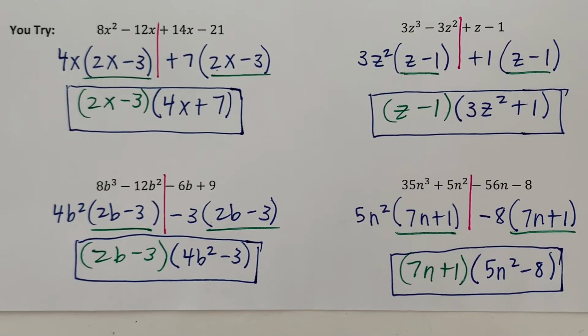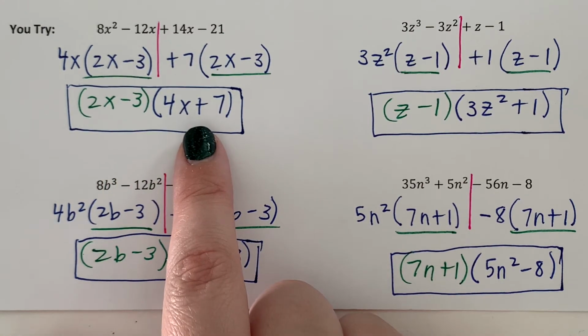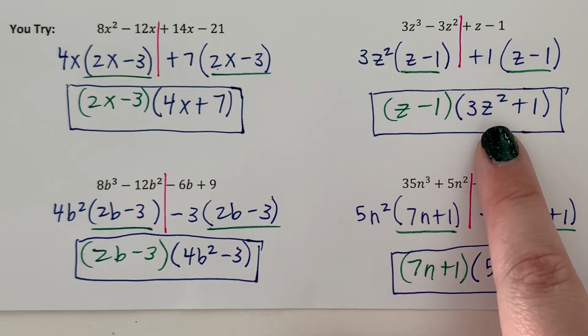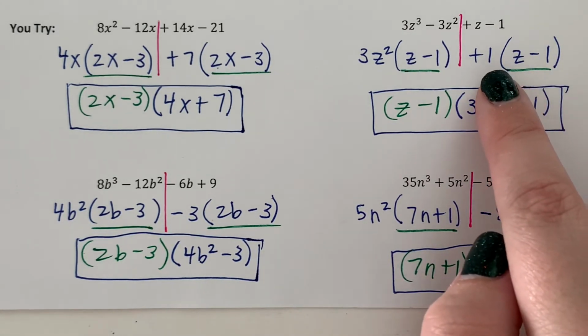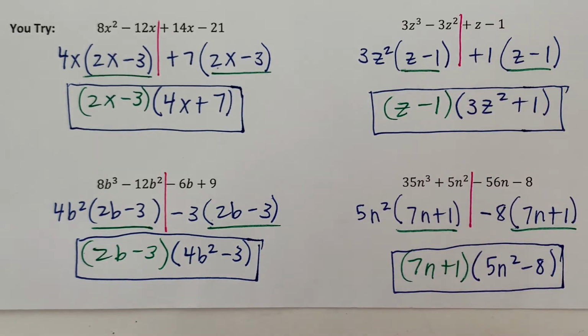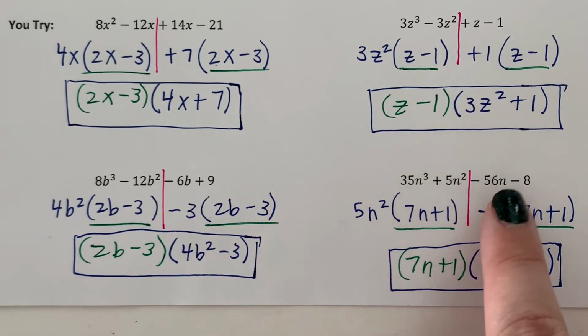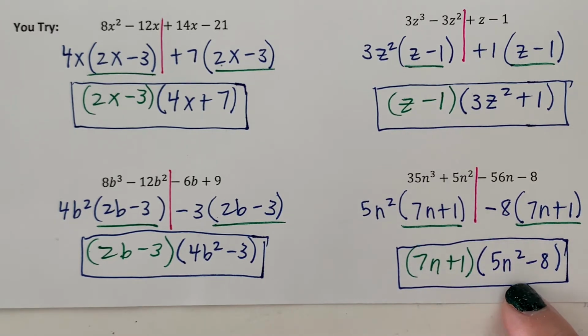Here are answers to the 4 U-tries. On the first one, my 2 factors were 2x minus 3 and 4x plus 7. On this one, my 2 factors were z minus 1 and 3z squared plus 1. Notice that if I couldn't necessarily pull out a GCF, I can always pull out just a coefficient of 1. My third one, my factors were 2b minus 3 and 4b squared minus 3. And notice the third and fourth U-tries did have a third term which was negative, so you had to pull out a negative number. And then last solution, 7n plus 1 and 5n squared minus 8.